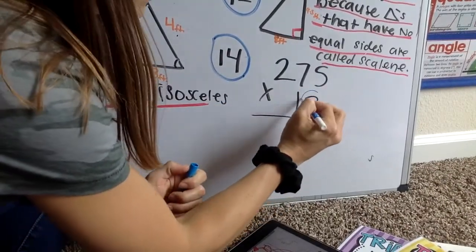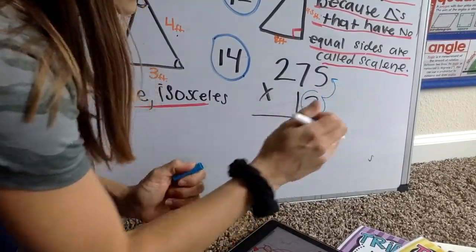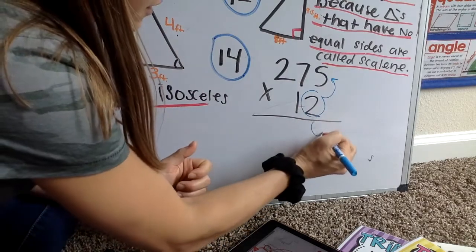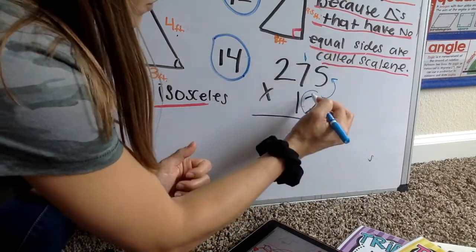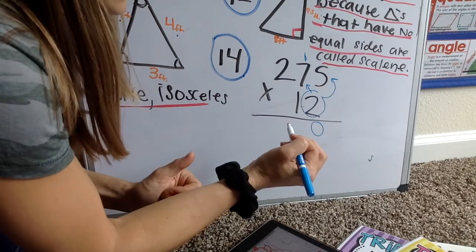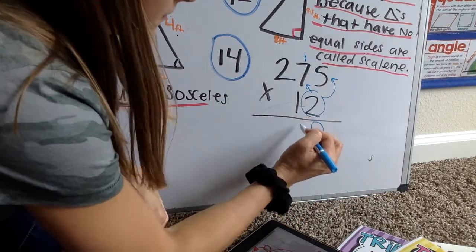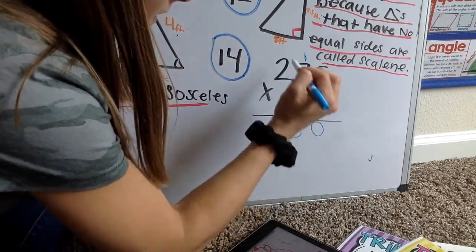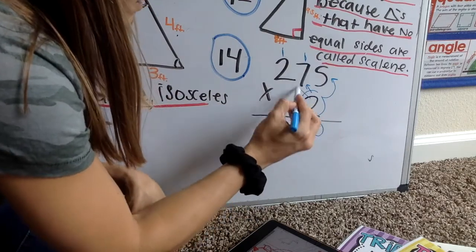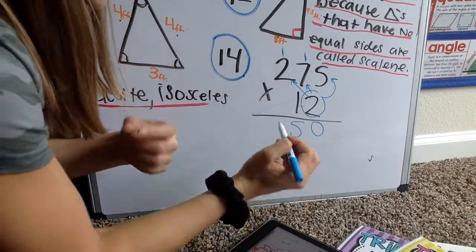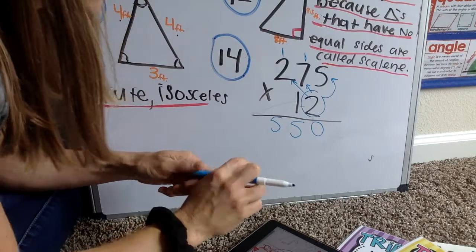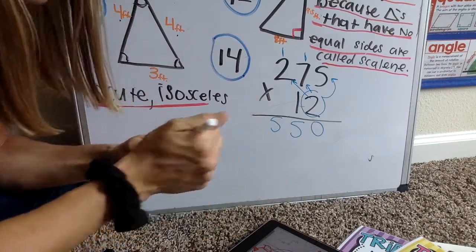Alrighty, let's start with this 2. 2 times 5 is 10, so we're going to put down our 0, carry up the 1. 2 times 7 is 14, plus 1 more makes it 15, so we're going to put down that 5, carry up the 1. 2 times 2 is 4, but plus 1 more makes it 5. All right, if you got that for your first row, that is awesome.